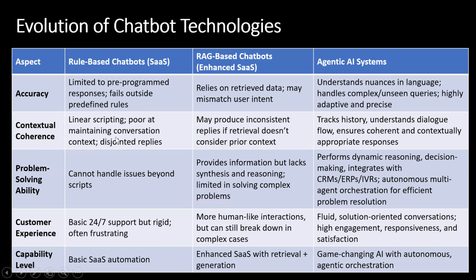In a rule-based chatbot, we do linear scripting. It is poor at maintaining conversation. RAG-based bots can produce inconsistent replies if retrieval does not consider prior context. Okay, so these are a couple of reasons why the industry is basically running behind building agentic AI systems.